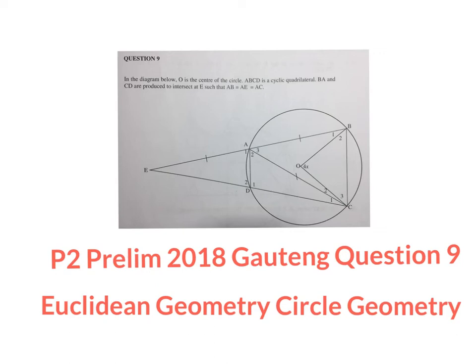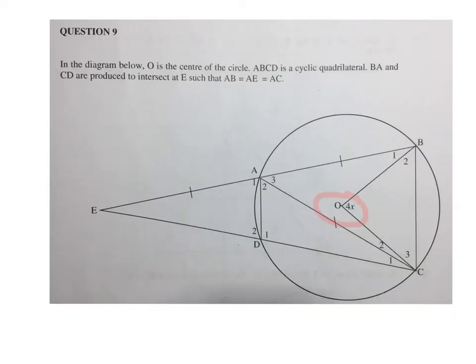Good day. This is another video on the Prelim of 2018 of Gauteng, paper 2. We are doing question number 9. It's about Euclidean geometry, specifically circle geometry. They gave us this diagram and this information next to it and some information on it.